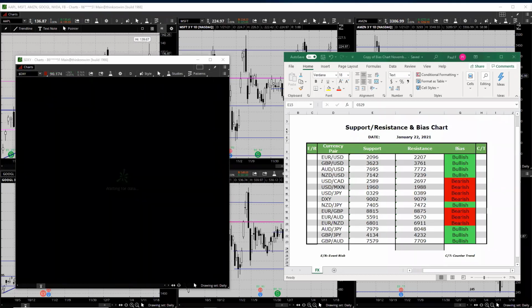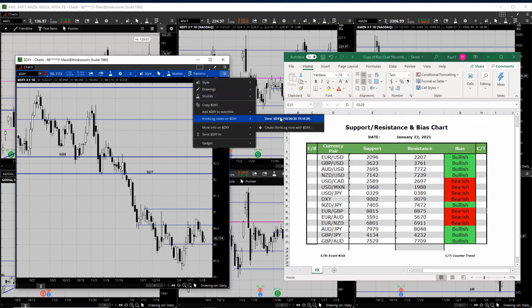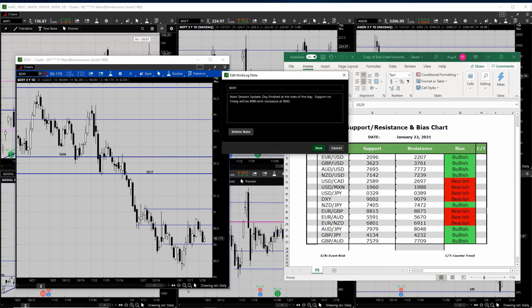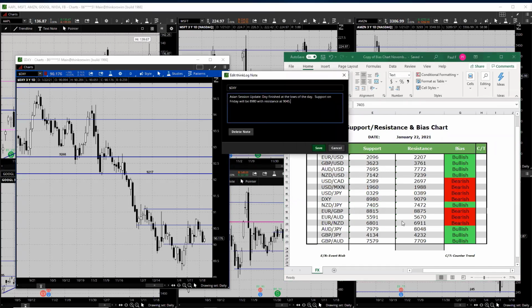Onto the cash dollar index. So the dollar index finished at the lows on Friday. Finished at the lows of the day on Thursday. Support on Friday will be 89.80, with resistance at 90.45.